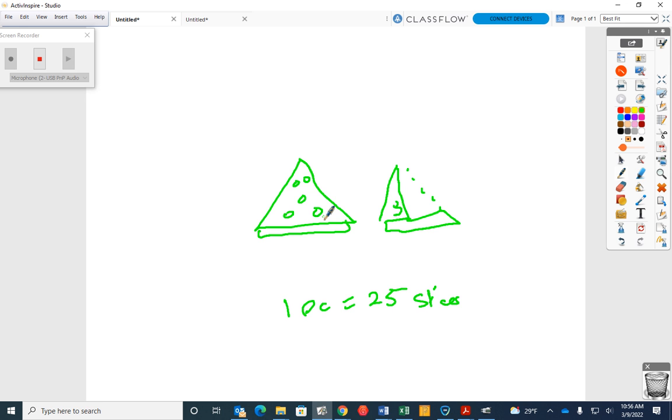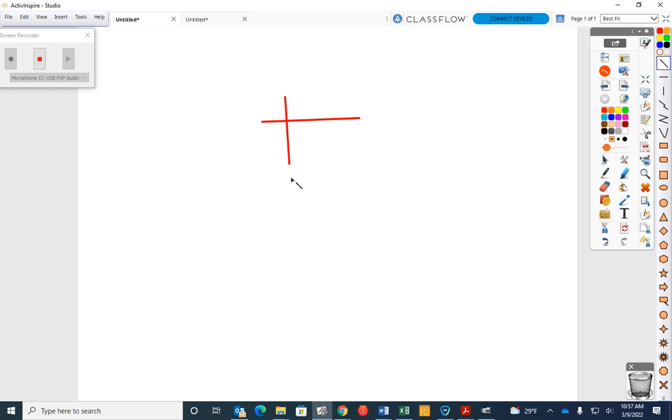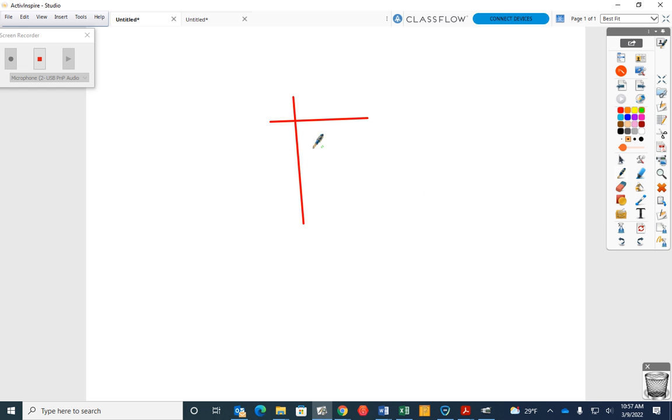Anybody ever seen a stem and leaf plot? We did stem and leaf plots briefly last year. Okay, a stem and leaf plot looks like this. It has a number over here and then several numbers over here. Okay, does anybody know what these mean?